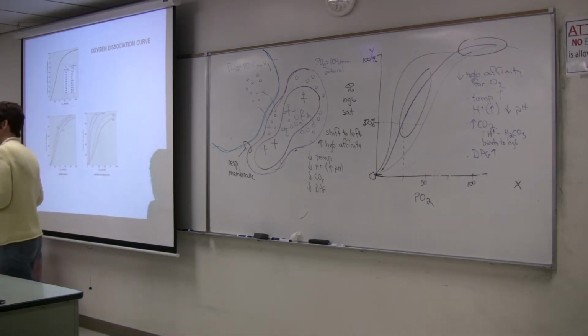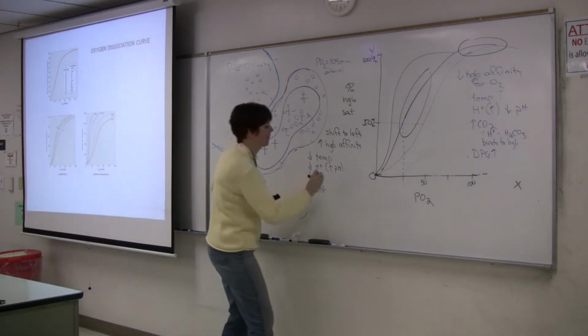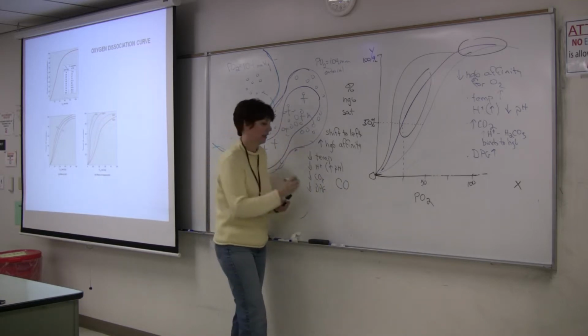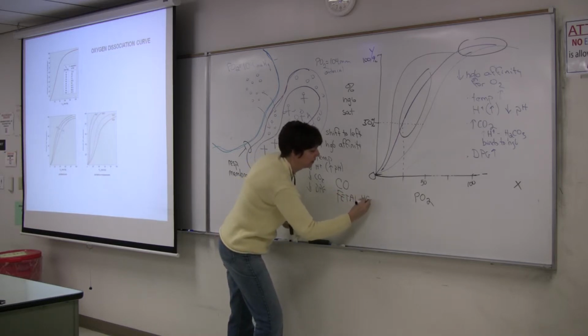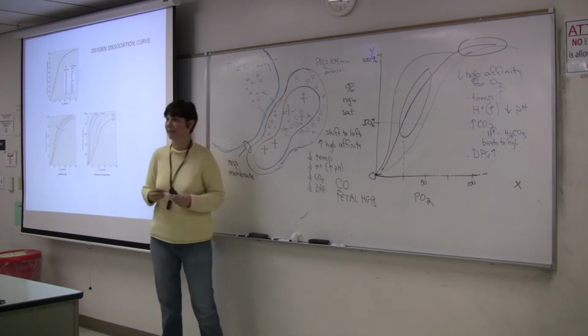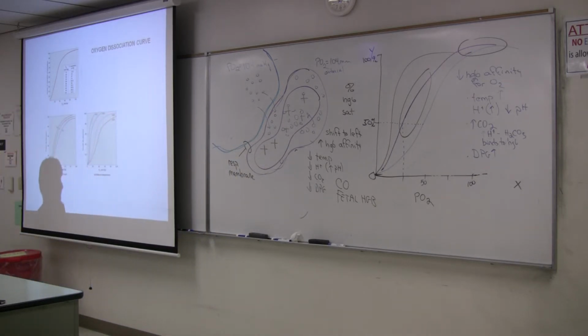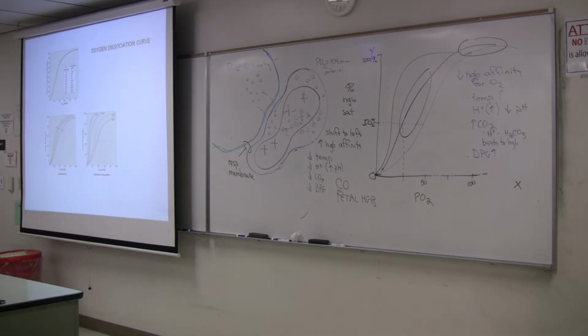In addition, two other really fun things. Okay, fun just because it's physiology. Carbon monoxide and fetal hemoglobin will also shift the curve to the left. Anybody know why?